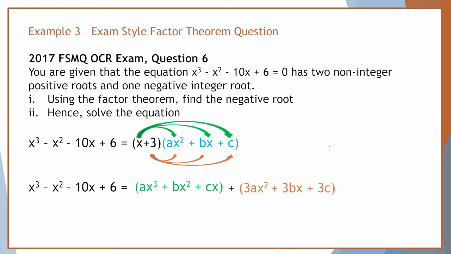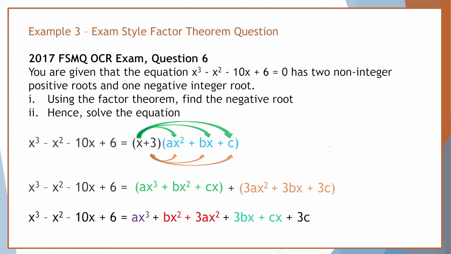Once we're here, we can bunch the like terms together. You can see that we only got the one x cubed term, which we show in purple. We have two x squared terms, so we bunch them together in red. And we have two x terms, which we bunch together in that greeny blue, and one constant term, which is 3c. Now that we have the equation like this, the next step becomes pretty simple.